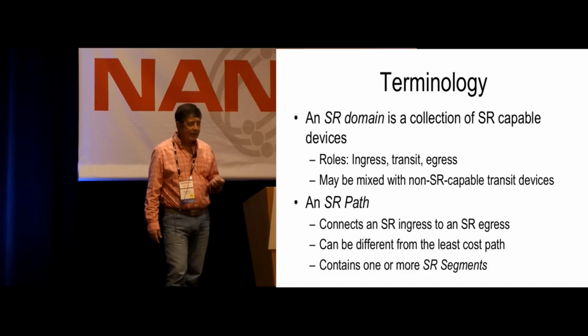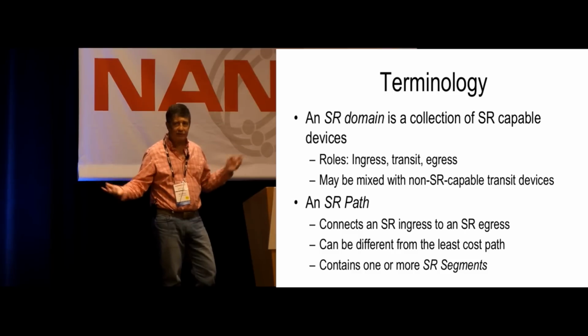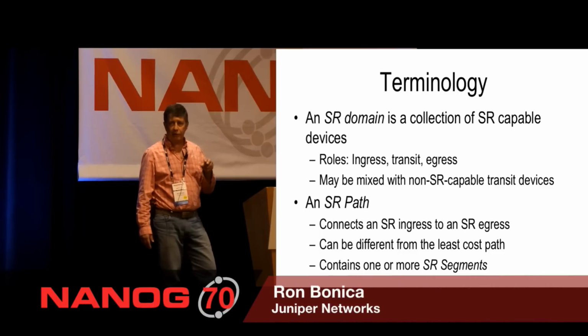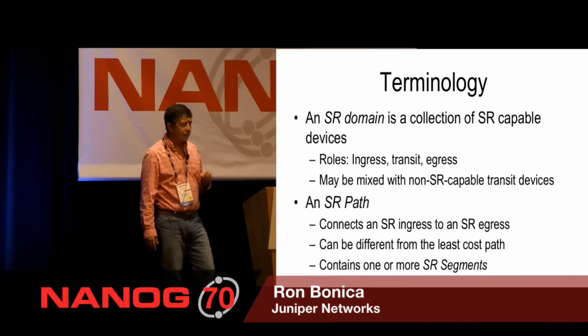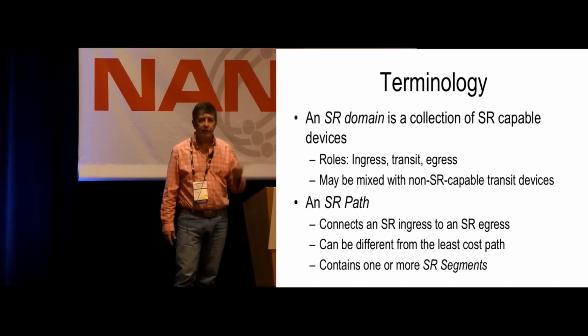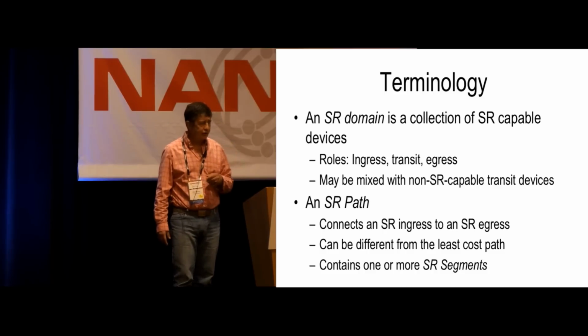An SR domain is a collection of SR-capable routers. And in that domain, routers play ingress, transit, and egress roles, just like any other MPLS network. Also, inside that domain, you can mix in a few non-SR-capable routers. And we'll talk about ways that we can do that. Next term we need is an SR path. An SR path connects the ingress to the egress. It can be different than the least cost path. That's why it's traffic engineering.